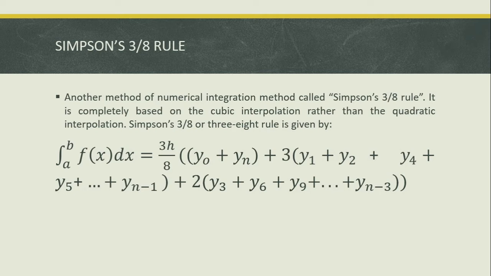integration from a to b, f of x dx is equal to 3h over 8, quantity of y0 plus yn, plus 3 times quantity of y1 plus y2 plus y4, plus y5 and so on, plus yn minus 1, plus 2 times quantity of y3 plus y6 plus y9, plus so on, plus yn minus 3.